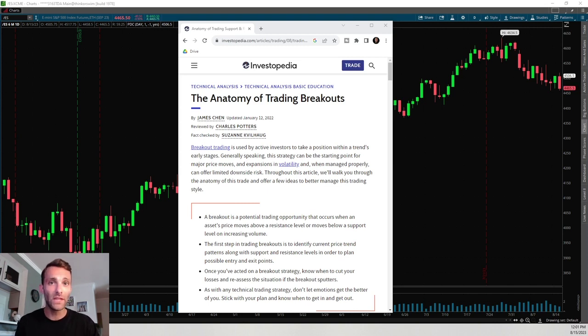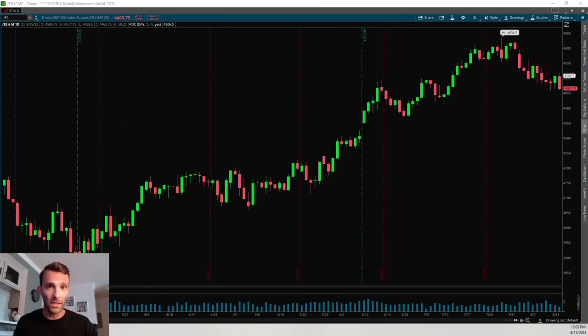So now let's go over the definition of a breakout for those that don't know. Breakout trading, or a breakout, is used by active investors to take a position within a trend's early stages. Generally speaking, this strategy can be the starting point for major price moves and expansions in volatility, and when managed properly can offer limited downside risk. A breakout is a potential trading opportunity that occurs when an asset's price moves above a resistance level. And that's exactly what we're going to talk about today.